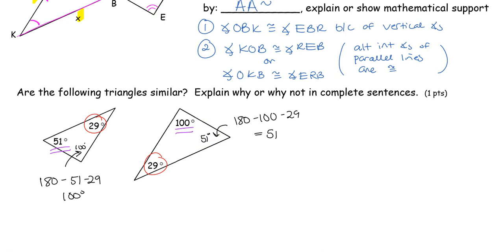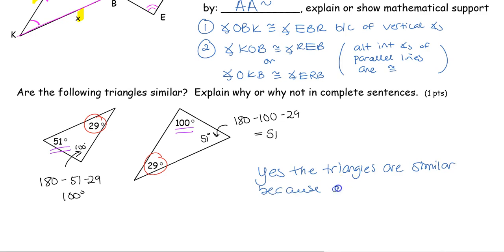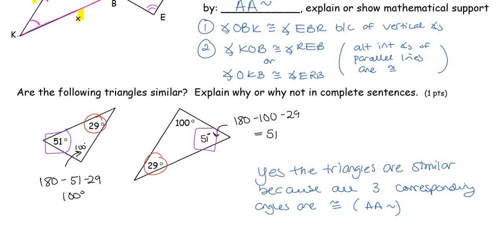In this particular case, we are going to say yes, the triangles are similar because all 3 corresponding angles are congruent. And we only had to show 2 of them, so they would be congruent by angle-angle similarity. We have 29 and 29. We have 51 and 51. And then we have 100 and 100.